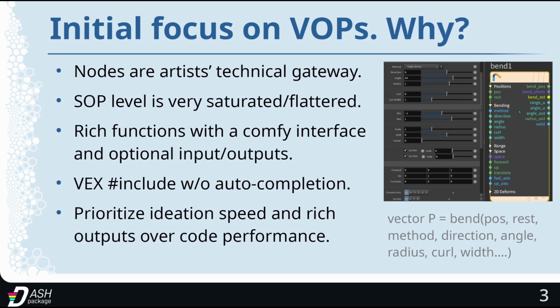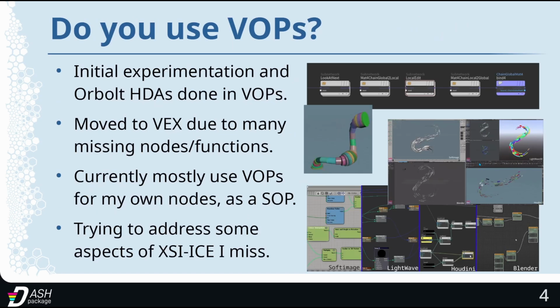And so having these rich outputs and inputs allows me to quickly get things and try things without having to pay the full price. This means that I'm going to prioritize that over sheer code performance or code optimization. And so, if it's up to the user, if they think whatever I'm providing is too slow, to do their own version. So do I use VOPs?